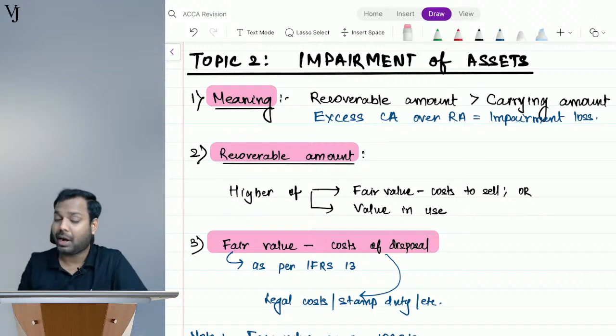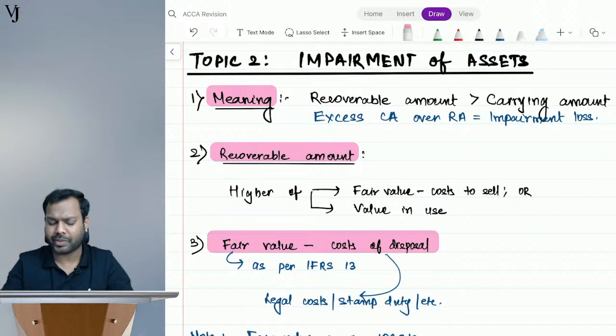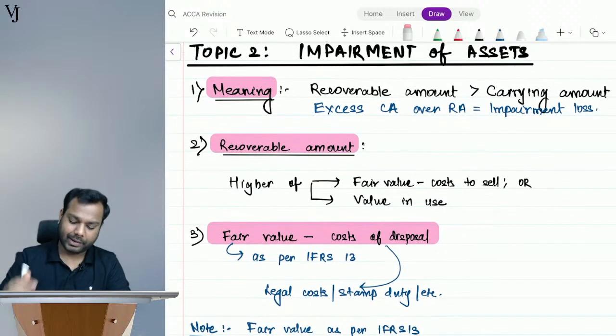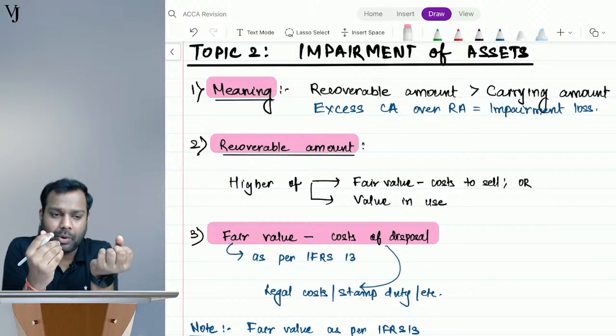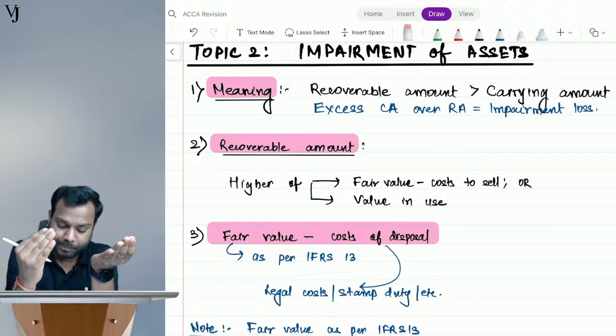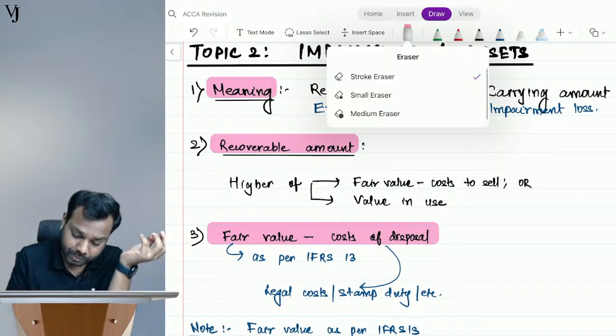If you understand the meaning, the rest is very, very easy. This topic, impairment of assets, is not a topic of the professional level paper itself. It's a topic of FR level, except for one point, that is impairment of goodwill. Otherwise, the rest is very easy. Now understand, whenever your carrying amount is in excess, okay, I think I have written the reverse.